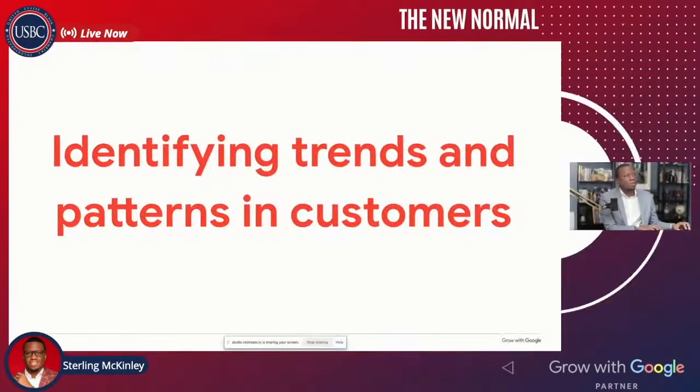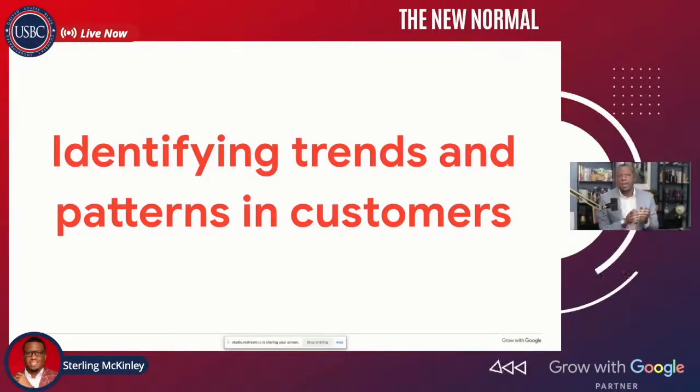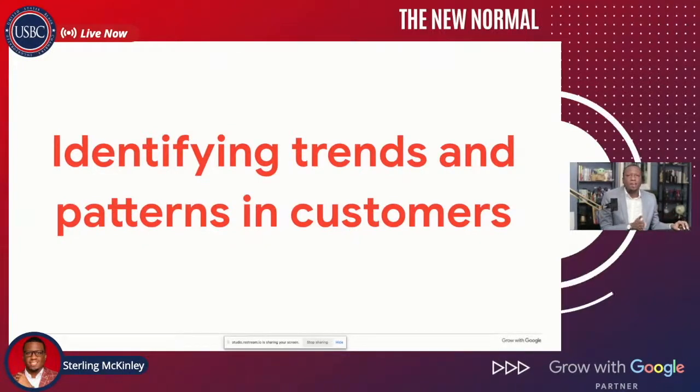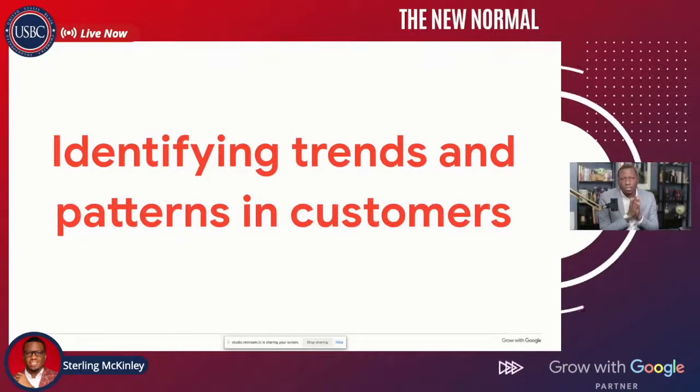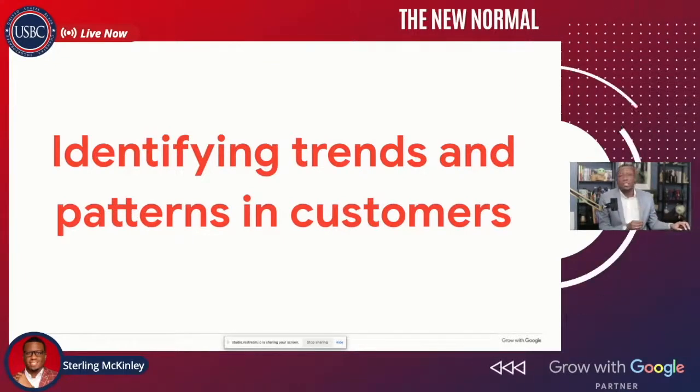So once again, analytics is giving you that feedback from your customer. And then you take that feedback and you make changes based on that feedback. So those are all great answers. So I'll give you a short one that I like to use. Analytics is all about identifying trends and patterns in your customers' behavior.